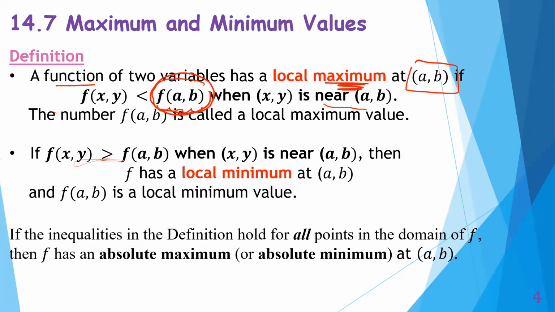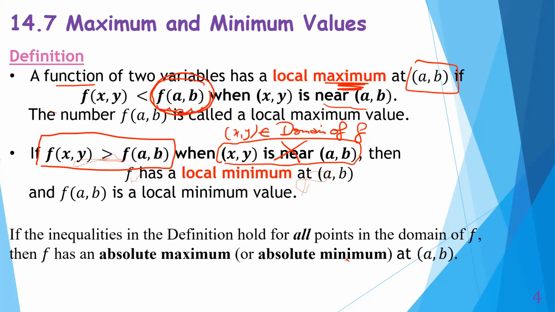And if this inequality is valid for all points in the domain of f, then this will be the absolute maximum, or the absolute minimum in the other case. Instead of (x, y) in the neighborhood of (a, b), we say when (x, y) is in the domain of f. When this inequality holds for any element in the domain, then this is the absolute minimum, the lowest value of the function in the whole domain. And a local minimum is when it's only in a small neighborhood, not the whole domain. This is the difference between absolute maximum and local maximum.